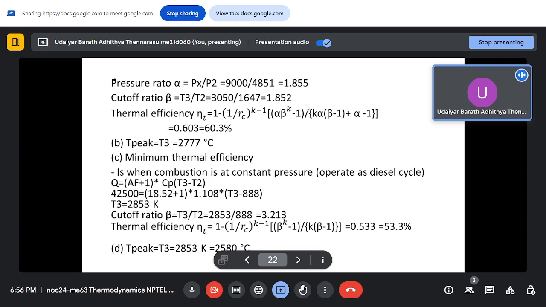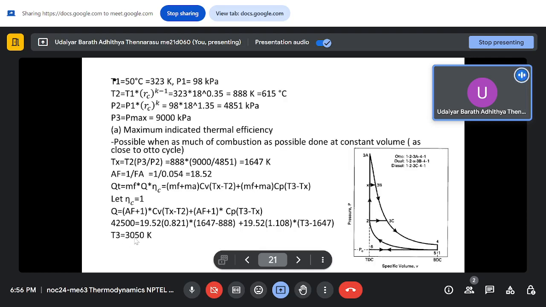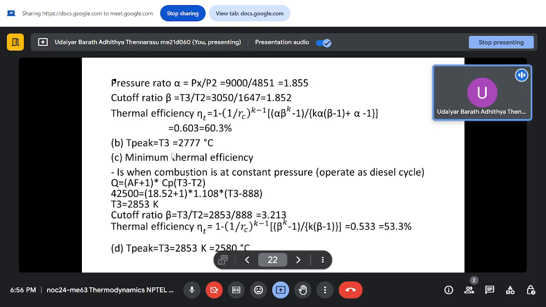This is how the formula is, and K is your gamma. Substituting this in the expression, where Rc is your pressure ratio, we find the thermal efficiency is 60.3%. And the peak temperature is nothing but 3050 Kelvin or 2777 degrees Celsius.